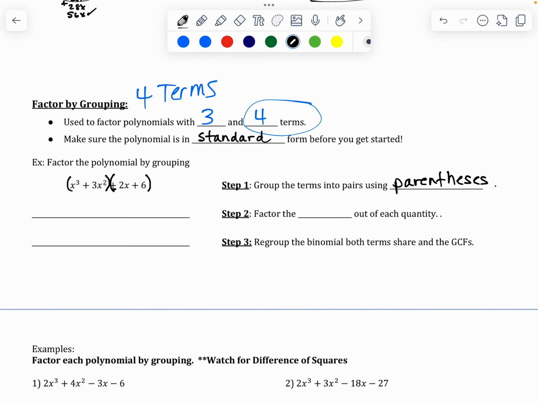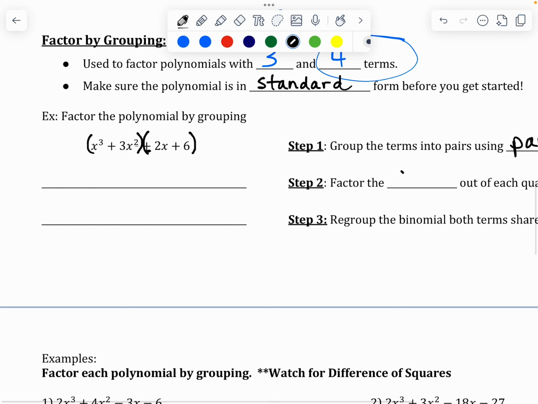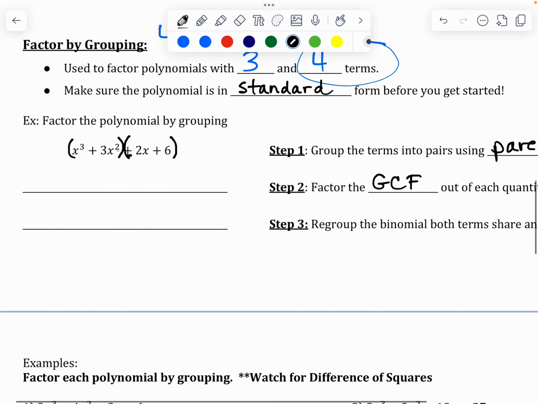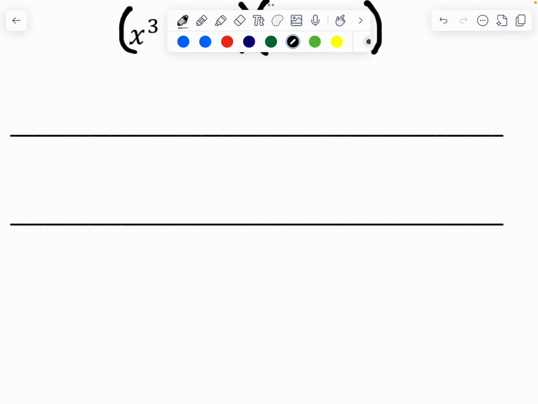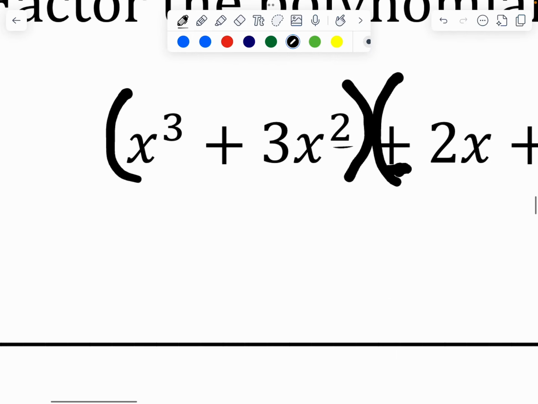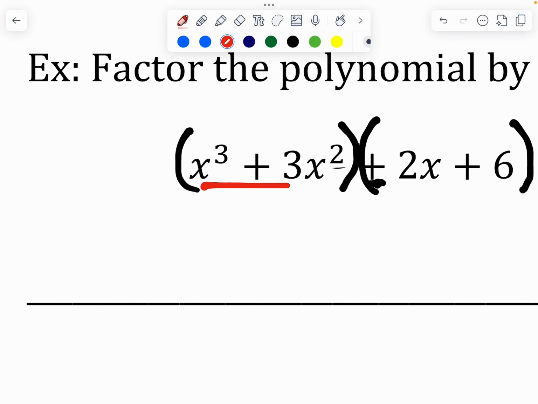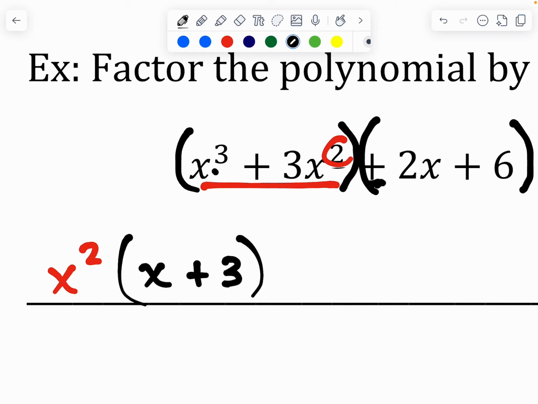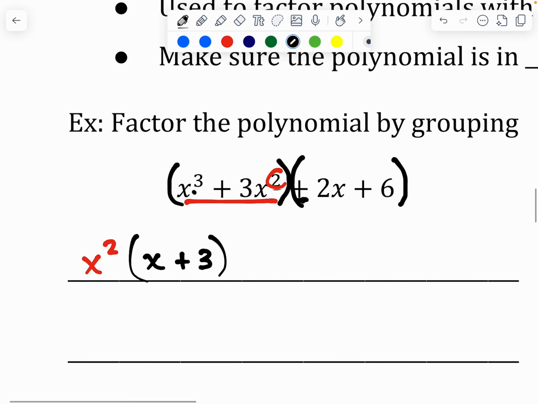Okay, then we're going to factor the GCF out of each quantity, okay? So the first quantity is x cubed plus 3x squared. On this one, I'm going to look for the GCF. I can't take any numbers out of here, but I can take x squared. So I'm going to take an x squared, and I'm going to write it on the outside because it's the GCF. And then I need to write what's left. If I take x squared out of x cubed, I'm going to have an x. Plus, if I take x squared out of 3x squared, I'm going to have a 3. So x squared times the quantity x plus 3.